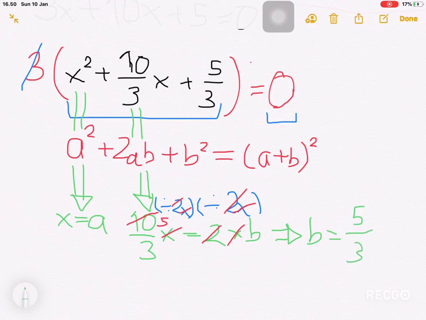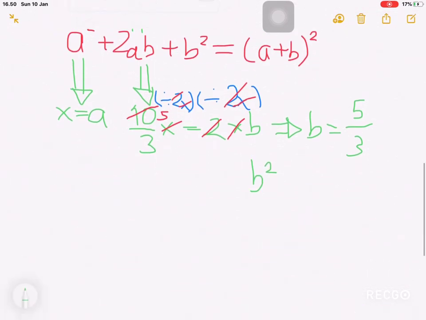And it also tells us that b squared, I'll just move the board down a bit, so b squared will be 25 over 9. So notice I just squared both the numerator and the denominator right there.